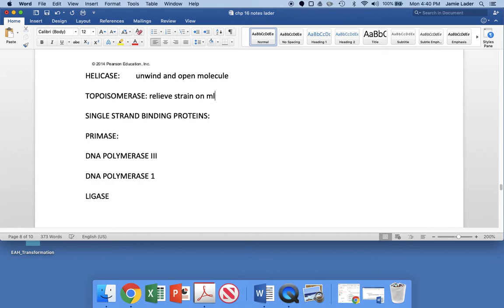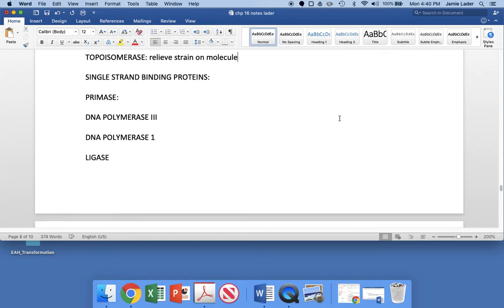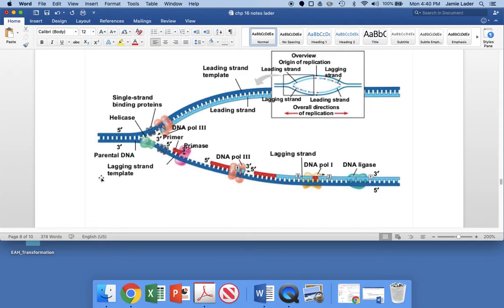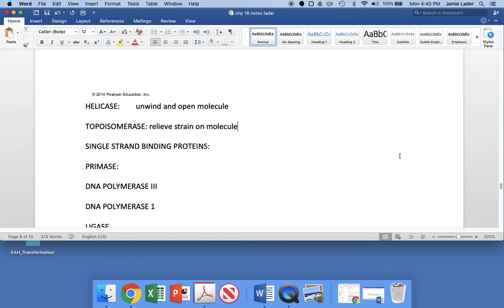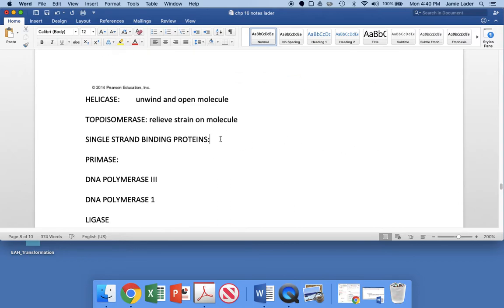If you think about it, you're opening up that molecule. Because you're opening up that molecule right here, there's some tension on the molecule ahead of the replication fork. So it just kind of relieves the strain on the molecule. It's like Advil for DNA.